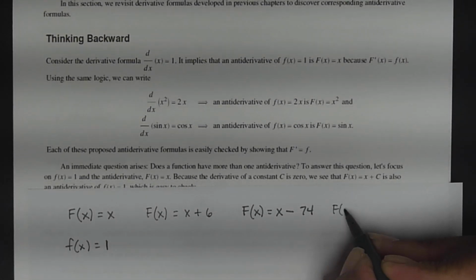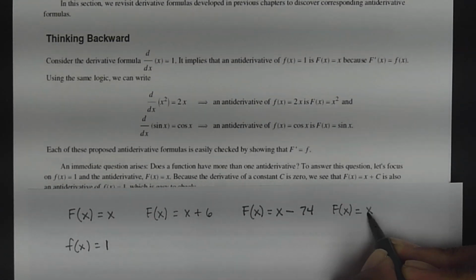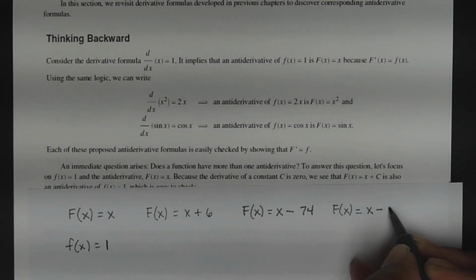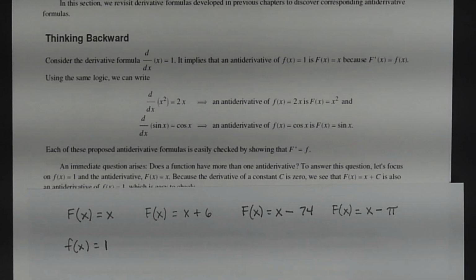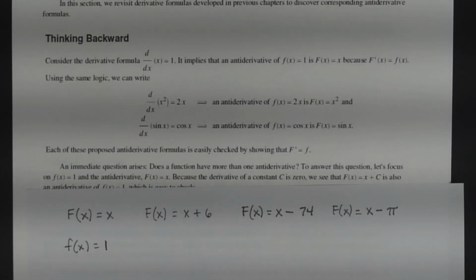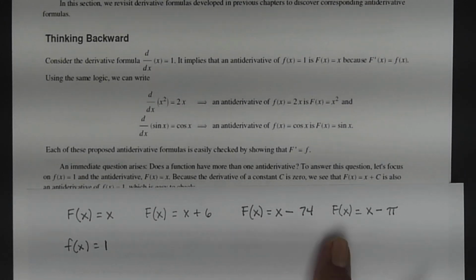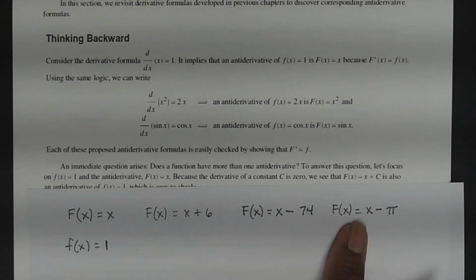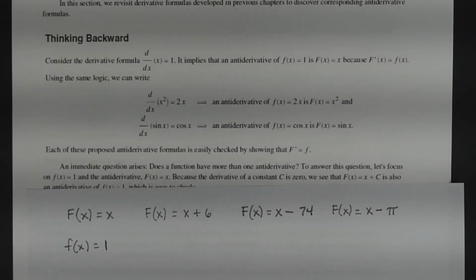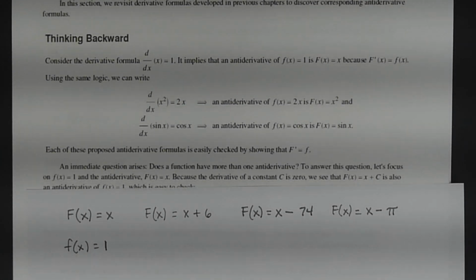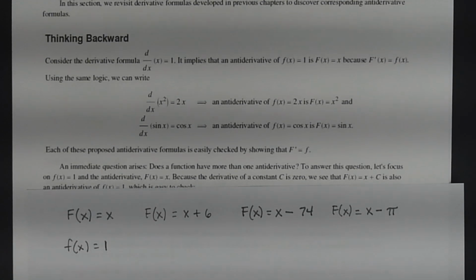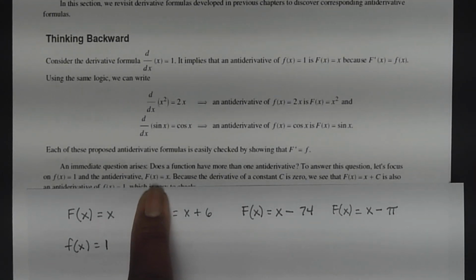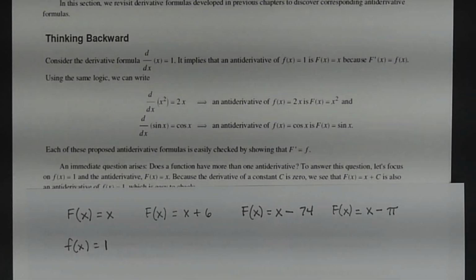Or capital F of x will be x minus pi. Pi is a constant, and the derivative of that constant is 0. So the derivative of capital F of x equals x minus pi would still give me 1. So there are infinitely many antiderivatives for f of x equals 1.